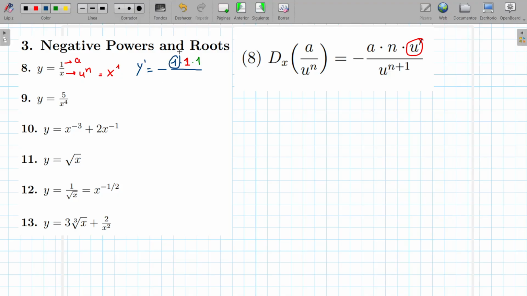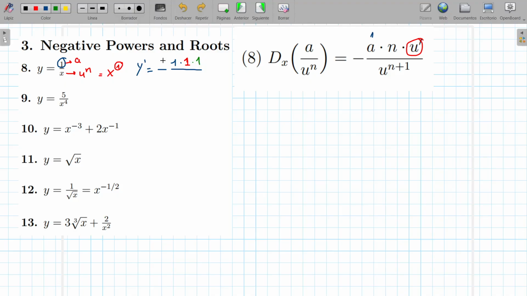This number 1, the first one, comes from this. Okay, so this one comes from this one. The other number 1, which is in red, is the exponent right here. And the third number 1 is the derivative of x. The derivative of x, we know is 1.